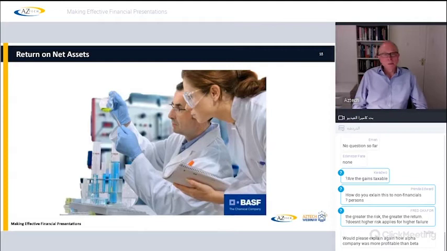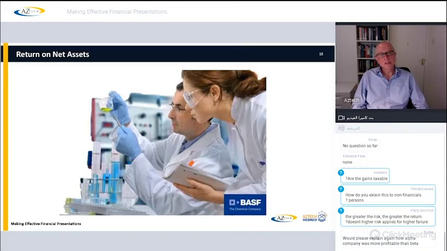Okay, so let's look in a bit more detail at this measure called return on net assets. We're going to focus on this because return on net assets is one of a number of measures that we use to calculate return on investment. It's very similar. In fact, depending on how you calculate it, when I calculate it, it is the same number as a measure called return on capital employed. There are other measures you may have heard of, or may use in your own organization.